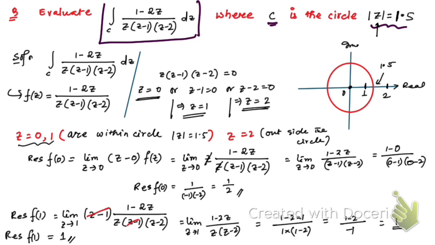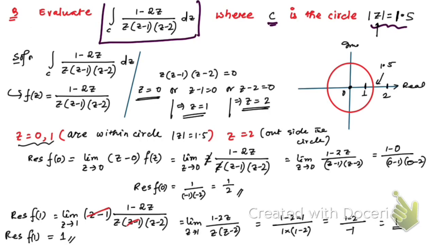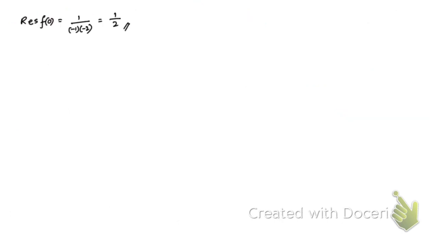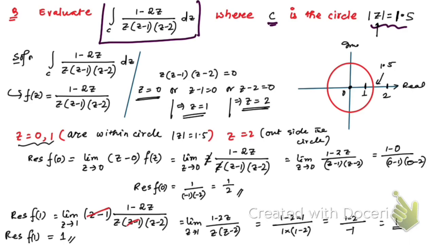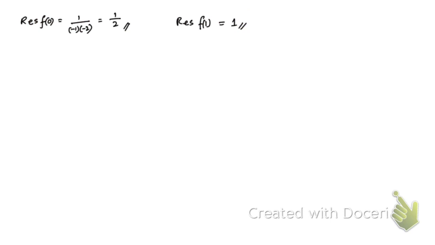Let me take these two residues. Let me copy this one and go to a new slide. So this is the residue, and the other residue is this. So now you see, we are to evaluate this. Let me write this one, copy. Here is the integral that we are to evaluate.